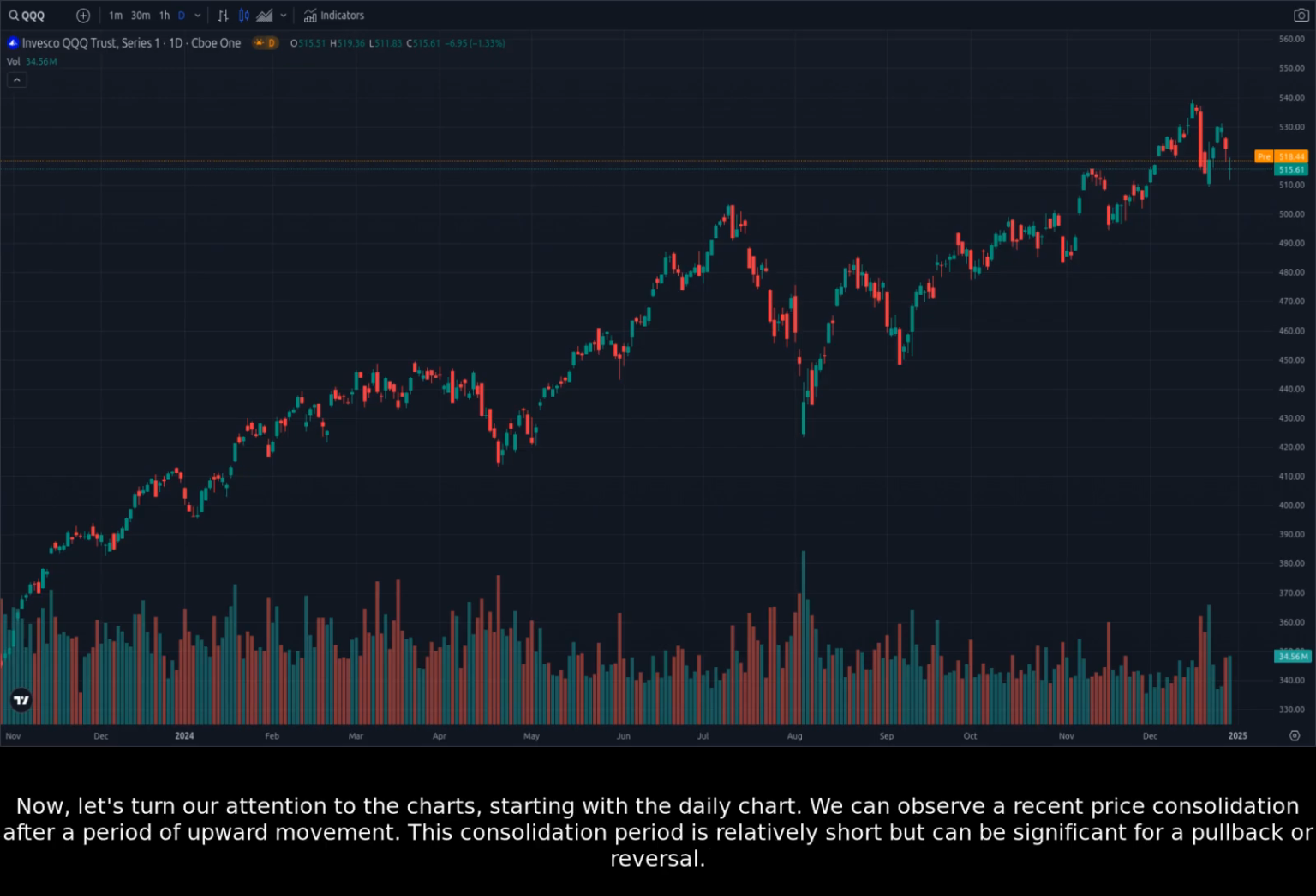Now, let's turn our attention to the charts, starting with the daily chart. We can observe a recent price consolidation after a period of upward movement. This consolidation period is relatively short, but can be significant for a pullback or reversal.